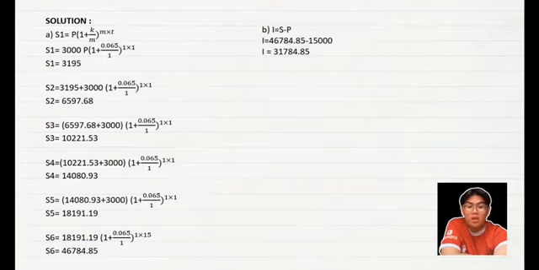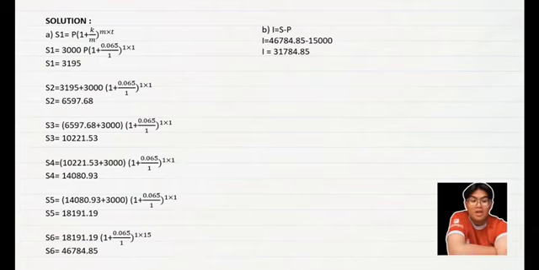For the fourth year: (10221.53 + 3000)(1 + 0.065/1)^(1×1), and then we will get S4 is 14080.93 ringgit Malaysia. While S5: (14080.93 + 3000)(1 + 0.065/1)^(1×1). The answer is 18191.19.